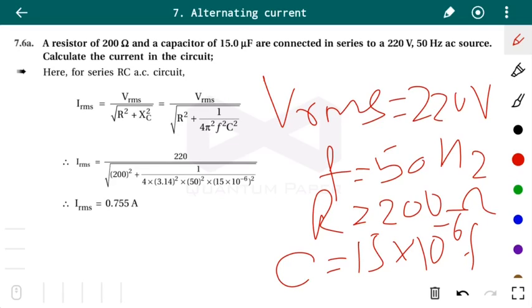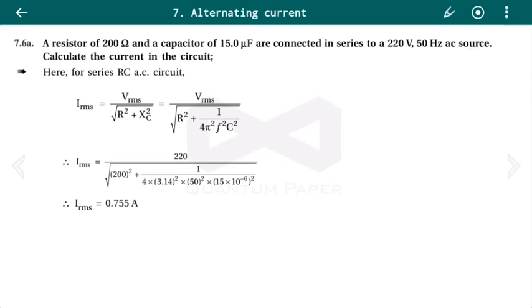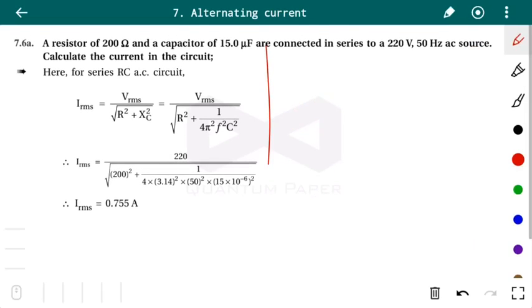So here we are not asked to find the maximum current or the peak current or the amplitude of the current. So in such a case we need to find the RMS value of the current. So we need to find IRMS. Now as we can see in the data, we are given VRMS, frequency, R value and C value. So first of all let us see the general formula for the IRMS.